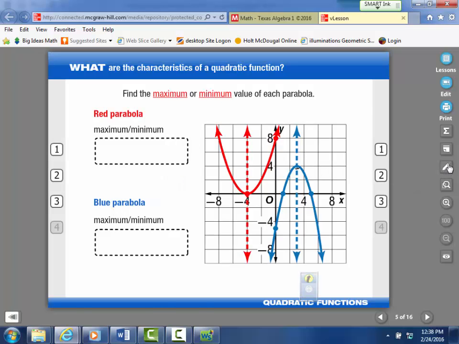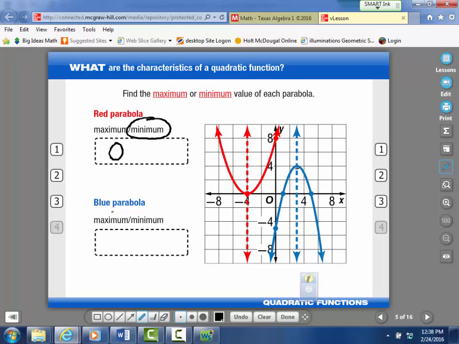So let's see what that means for us. Is it a maximum or a minimum here? It's a minimum. It's the lowest point. And it is located at 0 because it says it's the y-coordinate. Then this one is opening down, so this would be a maximum point right here, and that is 4.